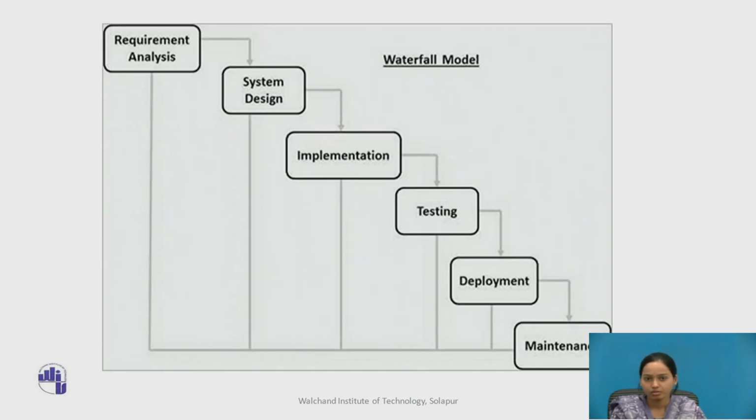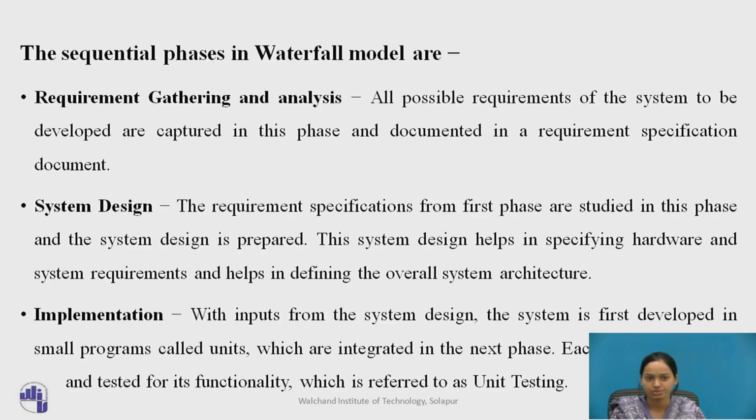This is the waterfall model phases. First one is requirement analysis, second is system design, third is implementation, then testing, deployment and maintenance. These are the 6 phases of the waterfall model. Let us see the phases from first to last.